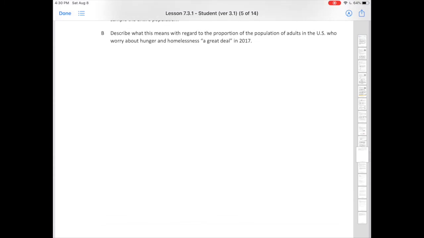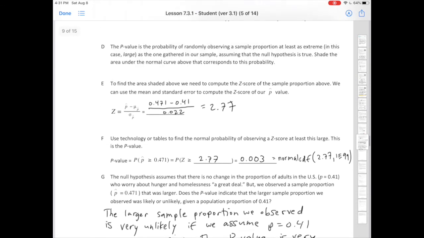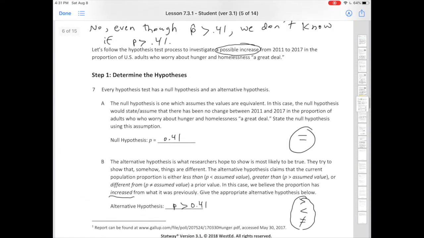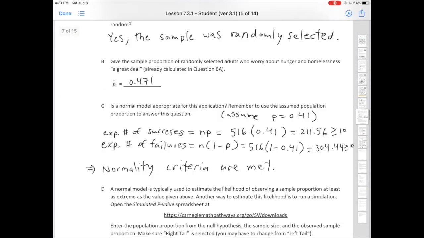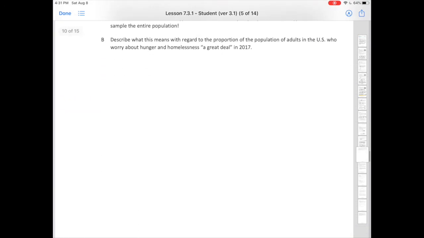Okay, so let's move on. Describe what this means with regard to the proportion of the population of adults in the US who worry about hunger and homelessness a great deal in 2017. So remember, we showed the alternative hypothesis was true. So if we go back to the alternative, way over here, is that P was bigger than 0.41. So we just have to state that in words, right? In the context of the problem. We cannot just say that. So how would we say this as a final conclusion?